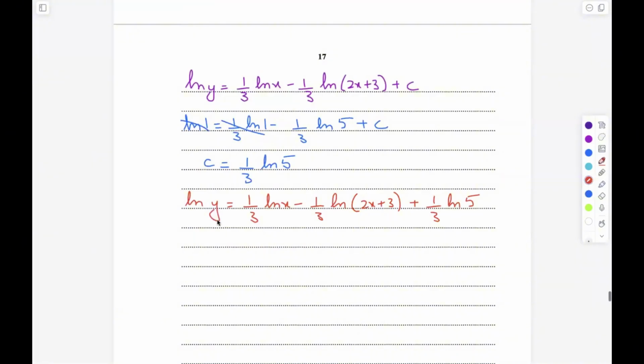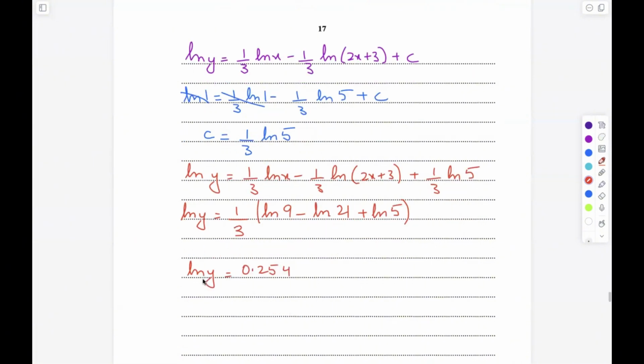Now we have to find the value of y when x equals 9. In the first step, we can simply substitute, as 1 upon 3 is common. So we can write it as 1 upon 3 into ln of 9 minus ln of, so 2 times 9 is 18 plus 3 is 21, plus ln of 5. Now substituting this in the calculator, we'll get ln 9 minus ln of 21 plus ln of 5, which is 0.762, and then dividing this answer by 3, we'll get 0.254. So ln of y is equal to 0.254.